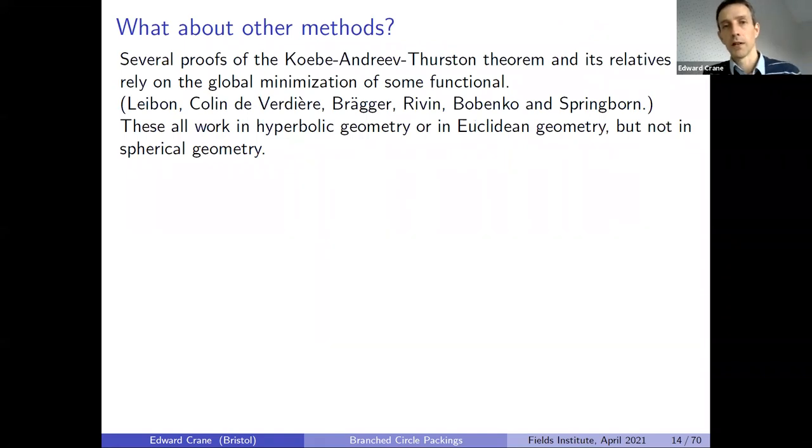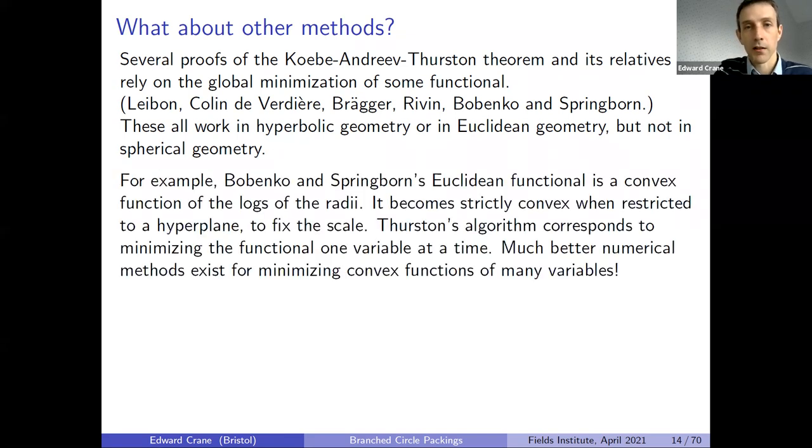Okay, well, there are other proofs of the KAT theorem and its relatives. Some very nice ones conceptually are the ones where you write down a functional of the radii and then show that the circle packings correspond to critical points of that functional. And there's a slew of these functionals in the literature. They all work in hyperbolic geometry or Euclidean geometry to prove the packing theorems there. But they don't work in spherical geometry to prove the packing theorem. So why is that? Well, it's a question of convexity.